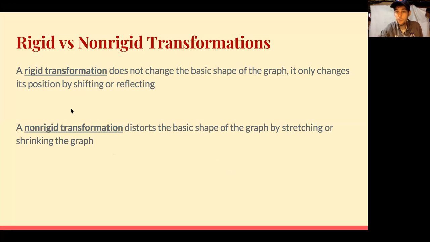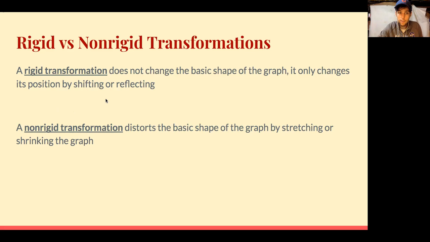A rigid transformation does not change the basic shape of the graph. It only changes its position by shifting or reflecting. There's another rigid transformation, rotations, which we didn't do and we're not really going to do, but that would fit into the category of rigid. If we rotated it, it would still just change its position.